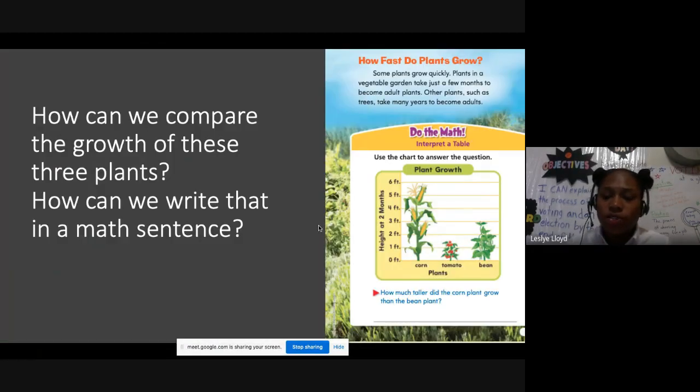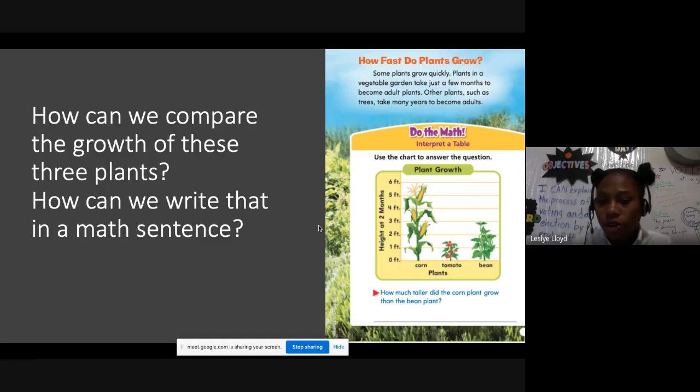So now Ms. Lloyd is reading from the textbook. How fast do plants grow? Some plants grow quickly. Plants in a vegetable garden take just a few months to become adult plants. Other plants, such as trees, take many years to become adults. Now we have a do the math section and interpret the table. Use the chart to answer the question.